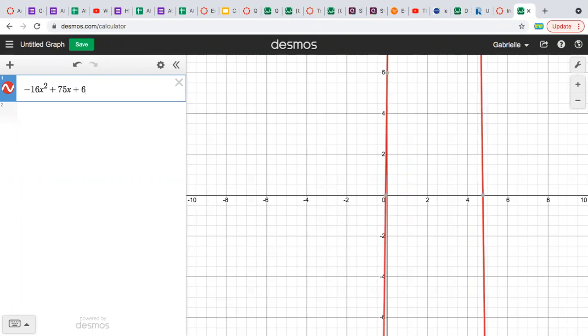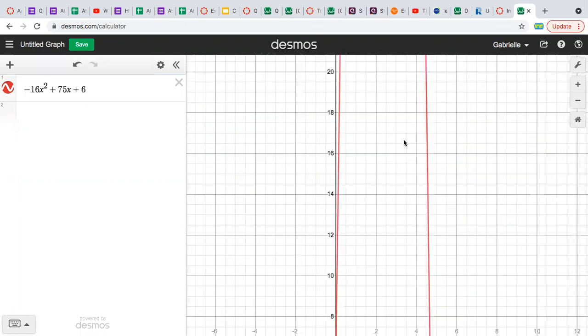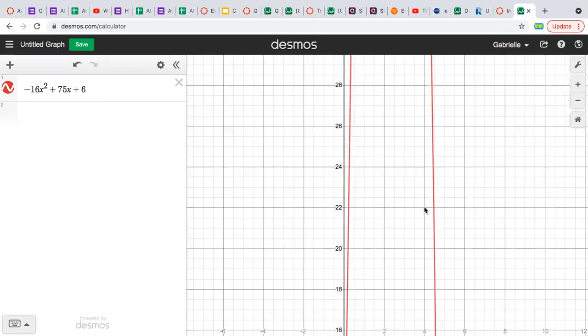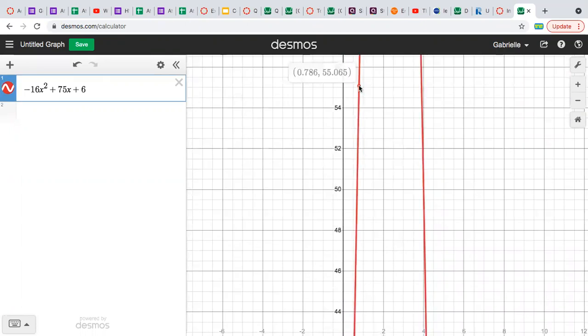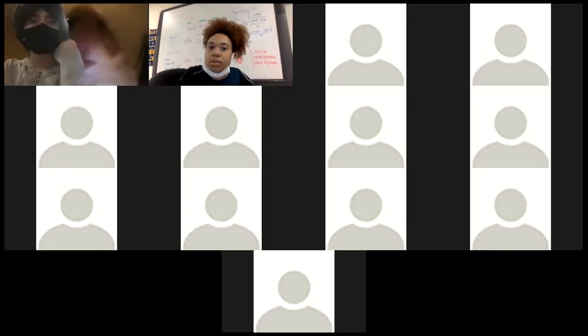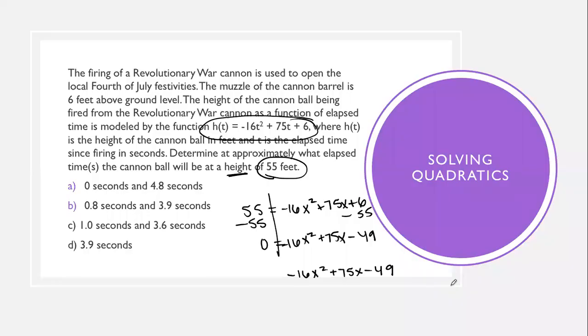Or, Brandon, if it makes more sense to you, you can start off with the original equation. Are you looking at my screen? Start off with the original equation, and you can look, what was the question, 55 feet? So you can scroll all the way up to 55 and see where it hit 55, roughly 0.785 and 3.9. There's your same answers, okay? So you can do it either way, but to me, it's easier to just look at the zeros. All right, cool. Next one.